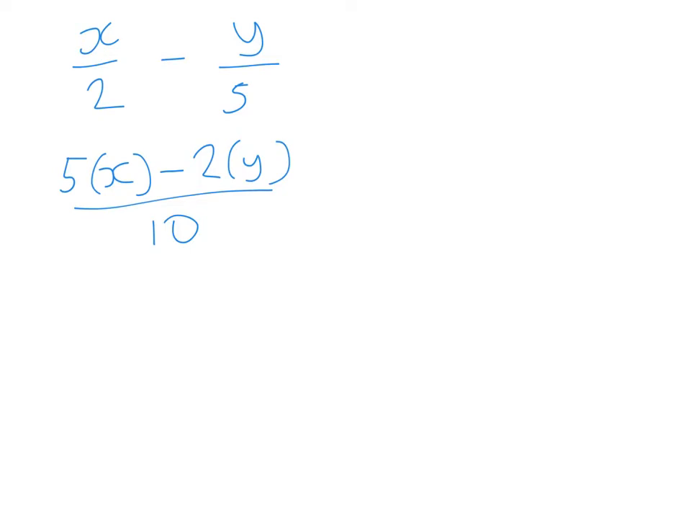Brackets mean multiply. So we multiply 5 by x and we get 5x, because a number times a letter, we stick them together. And then we do minus 2 by y, which gives us minus 2y. Because again, a number times a letter, we stick them together. And all of this is over 10. Now, we have 3 separate terms. We have 5x, we have minus 2y, and we have 10. And there is no number or no letter that will divide evenly into all 3 terms, so we cannot simplify. So our final answer is 5x minus 2y over 10.